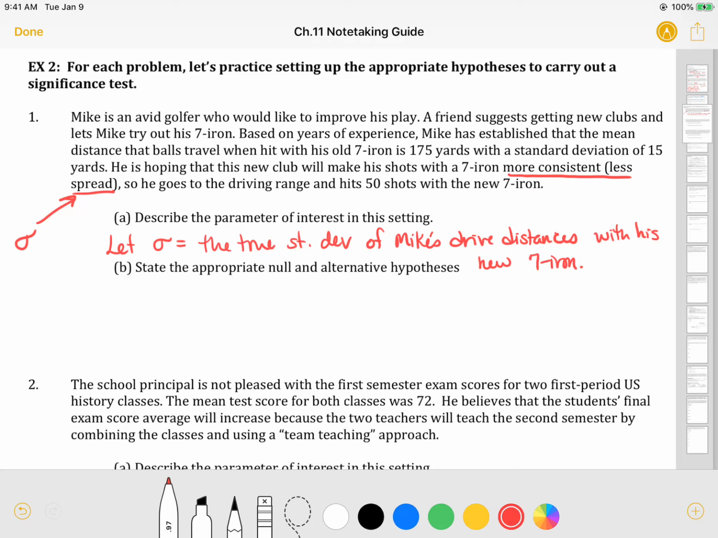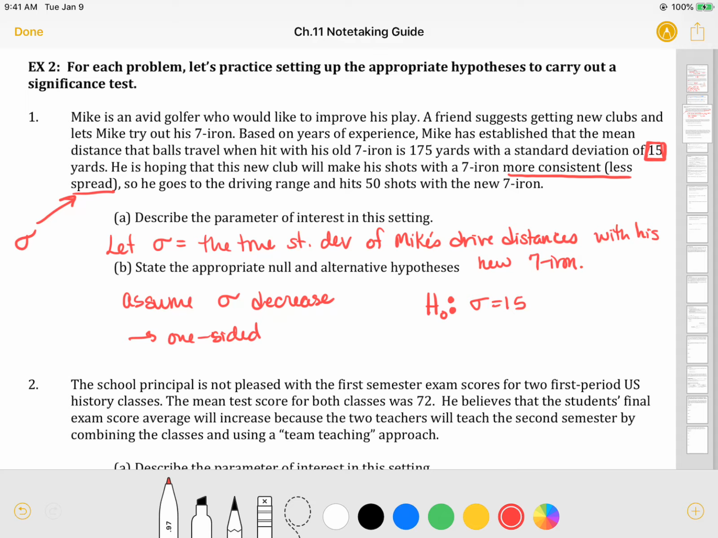So what we're assuming here then, we're going to assume standard deviation is going to decrease. And so this implies a one-sided alternative. So what we're going to do is we're going to assume for the null that his standard deviation is the same. So it's 15 as stated in the problem. Okay, so that's what we know.